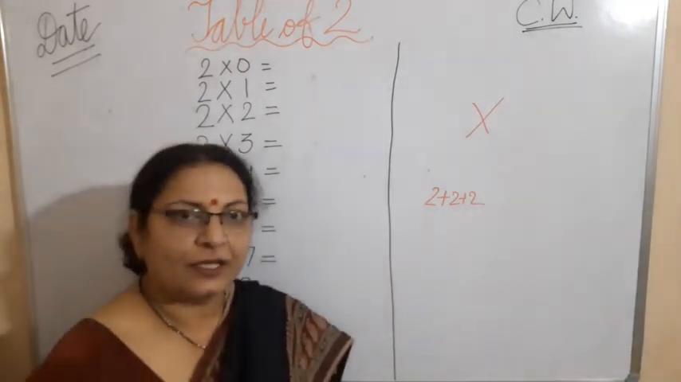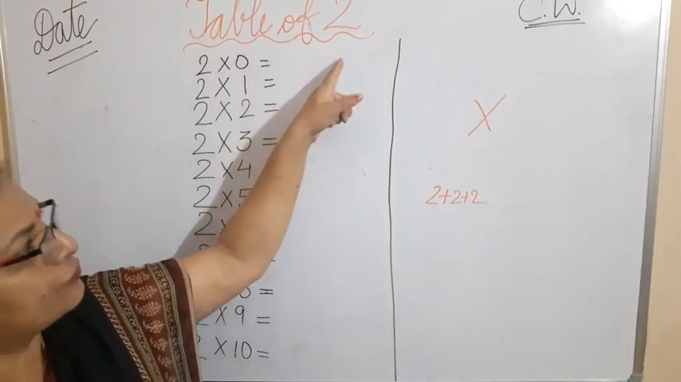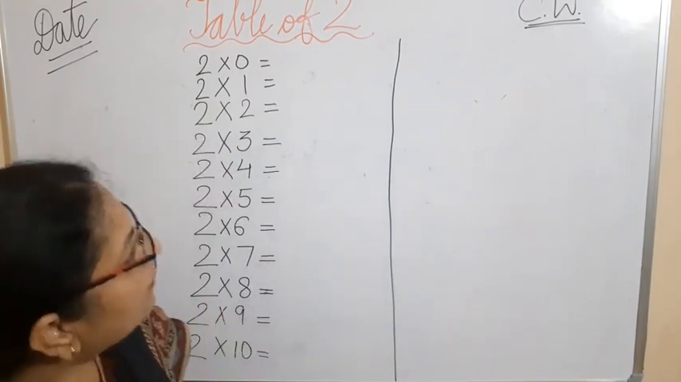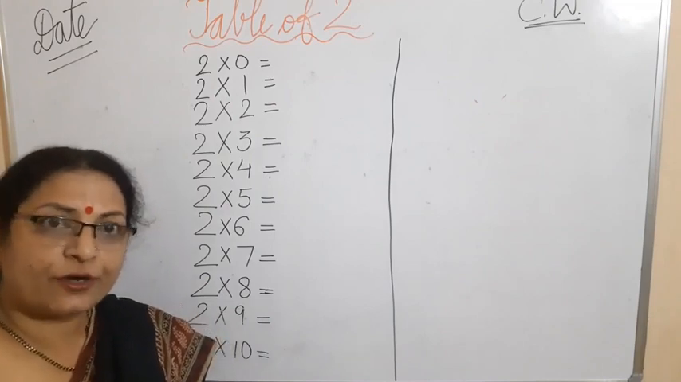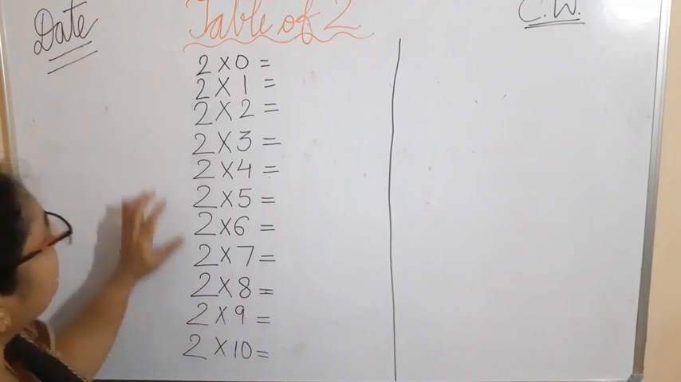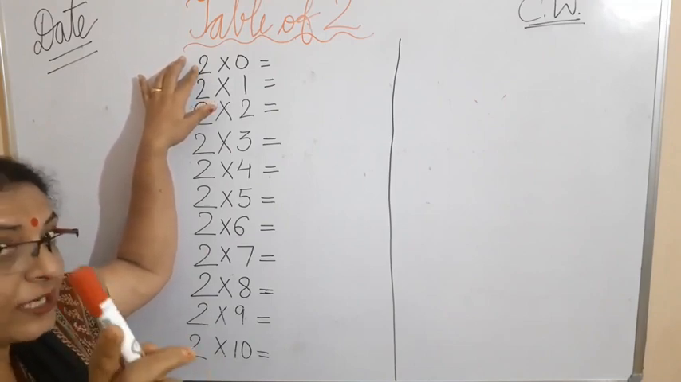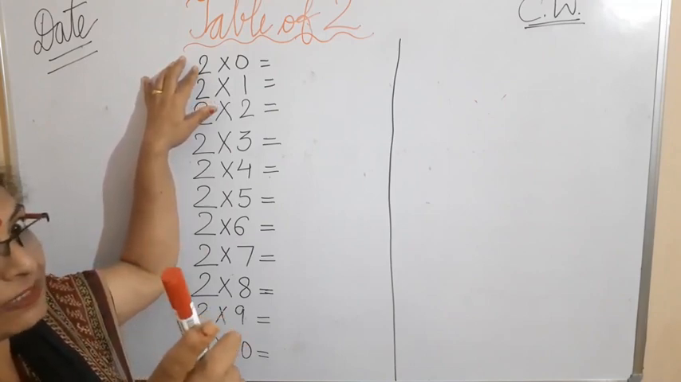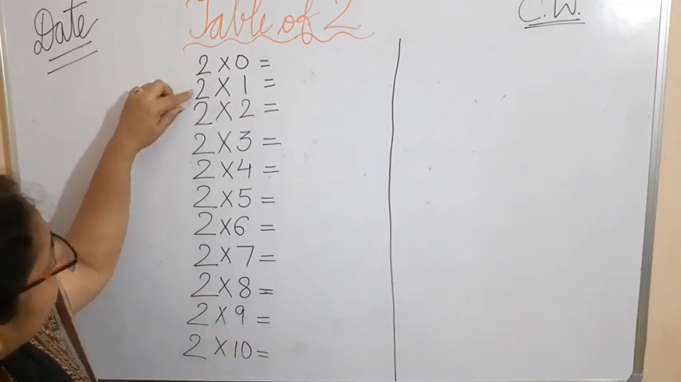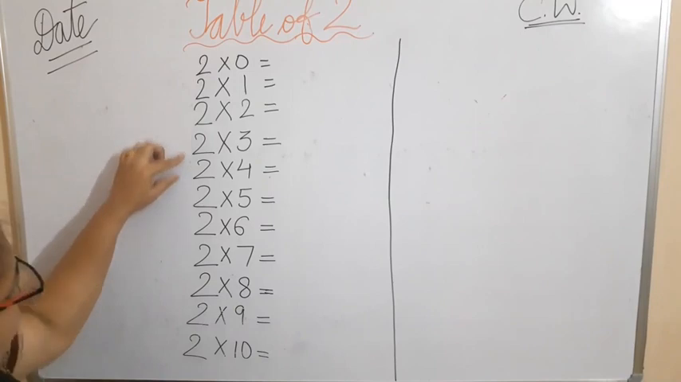Before you start the table, write down the date, the heading of the table, table of 2, and classwork. Okay, students. First of all, I will teach you the format of table of 2. You have to write the 2 here 11 times, because you have to start the table from 0. Whatever we multiply with 0, the result will be 0. So you have to start from 0. That's why you have to write 2 eleven times downwards.